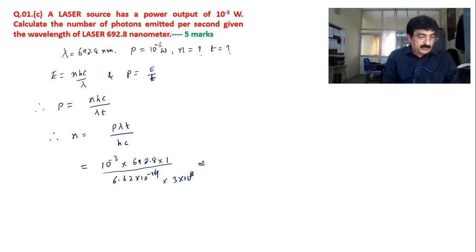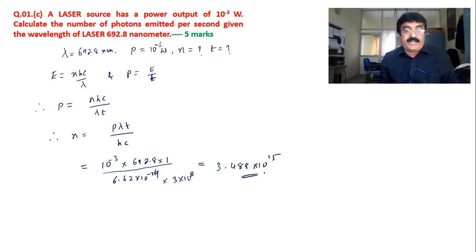So finally it comes out with 3.488 into 10 power 15. So in 1 second 3.488 into 10 power 15 photons are emitted. Since it is only a number, we need not write any unit for this. That's all about question number 1 ABC.